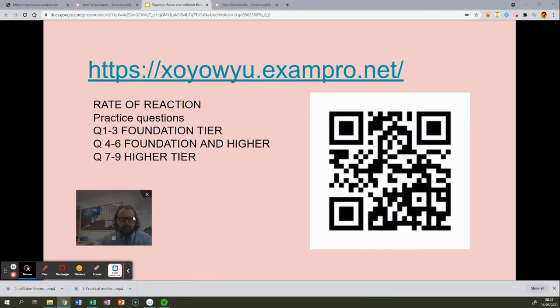Okay, so we're going to be just briefly looking at exam technique for these rates of reaction questions, and you can see that you could enter this web address to access some of these questions, or scan the QR code with your iPad that's on the screen at the moment.